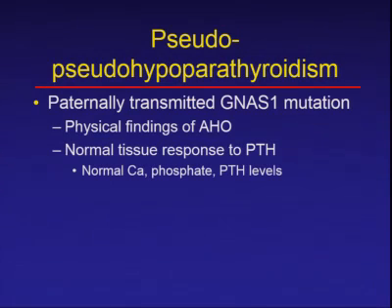Alternatively, if they have paternal transmission of this genetic defect, they have all the phenotype of Albright's hereditary osteodystrophy, but they have none of the endocrine defects. So they have the appearance, but their PTH function and their calcium and phosphorus actually are normal. And that's through the paternal transmission of this GNAS1 mutation. So this is called pseudo-pseudo-hypoparathyroidism.